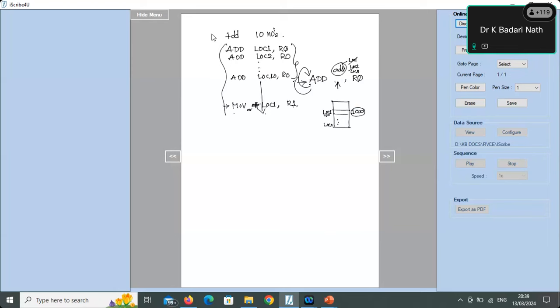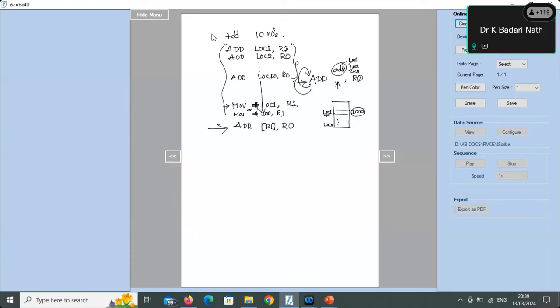Instead of this, I can also write move hash 1000 into R1. So we can use either method. If I know the address, I can directly write it. Otherwise, the assembler will substitute the address for location 1 and write it to R1. Now I'll write an instruction: add R1 inside the bracket, and then R0. This is an important instruction. What will happen here? Add the contents. I have used a bracket.